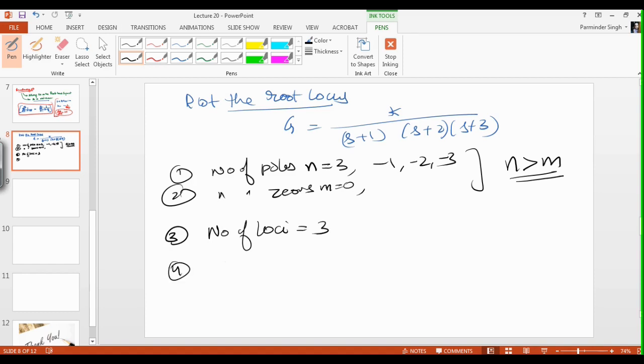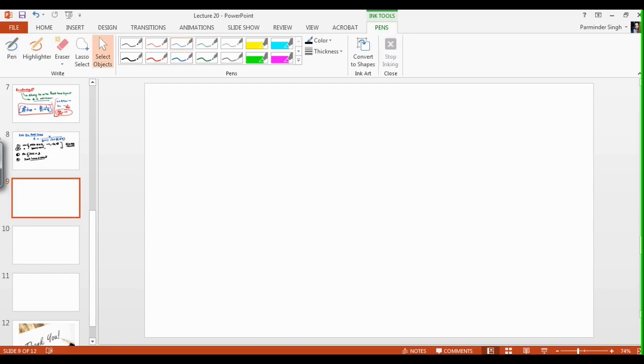Rule number 4, root locus segment. Now this is important, root locus segment we need to plot. Now let's see root locus segment. Let me take a fresh page. Let's say this plot needs to be plotted on a graph paper, so that will be easy. Clear? So you should use graph paper.